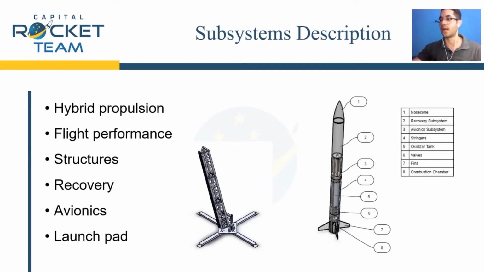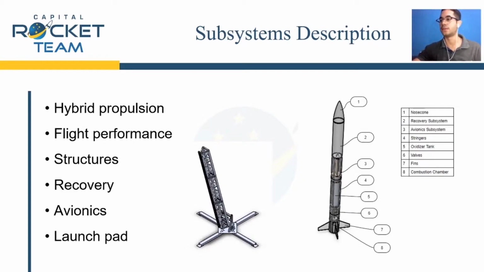Subsystem description: hybrid propulsion. We use as propellant pair paraffin and nitrous oxide. The total mass of the empty system is 7.7 kg and the propellant mass is 2.9 kg.